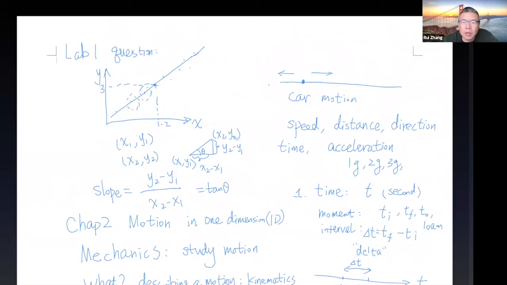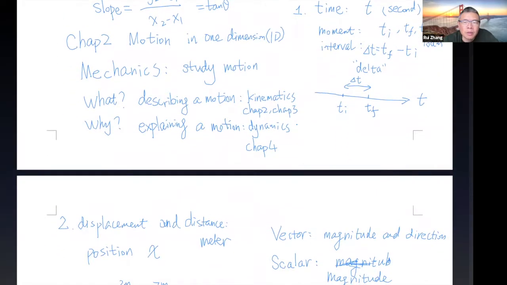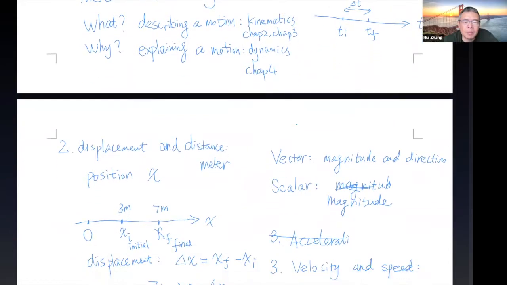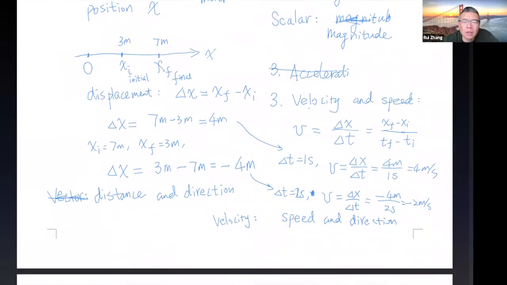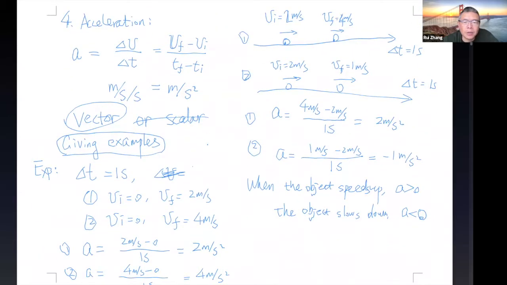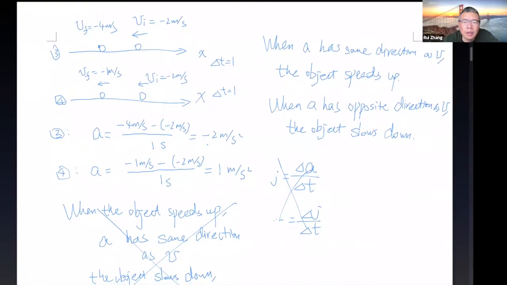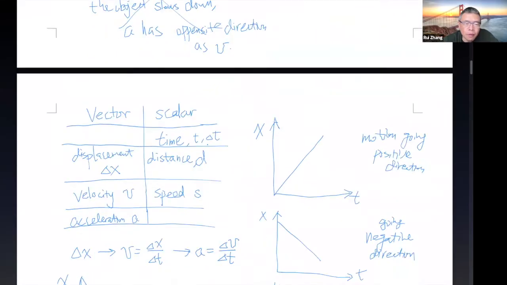So we focus on one-dimensional motion, and we developed a bunch of quantities to describe motion, like time, displacement, velocity, and acceleration, okay? We went through their physical meanings using examples. Most of these quantities are vectors, meaning they have both magnitude and direction, while scalars are quantities that only have magnitude, like time.